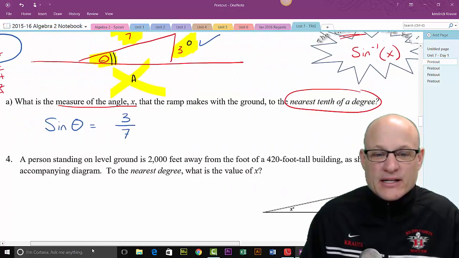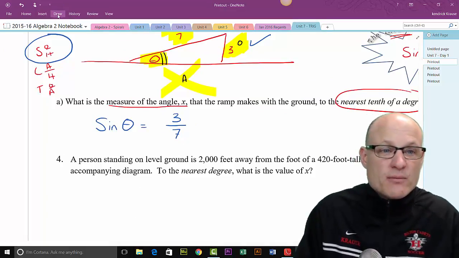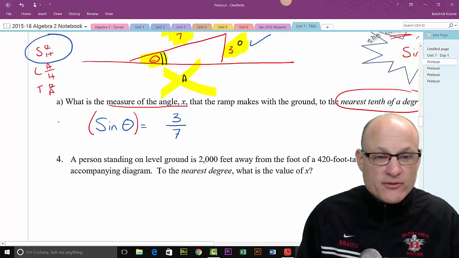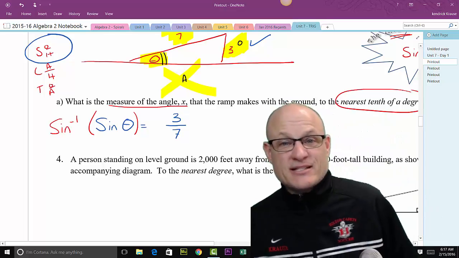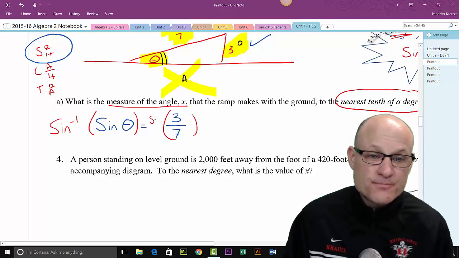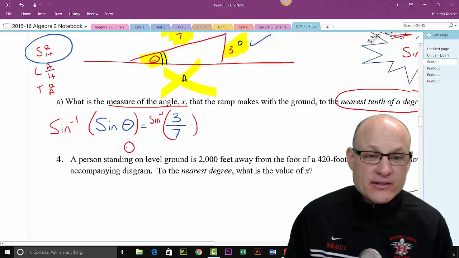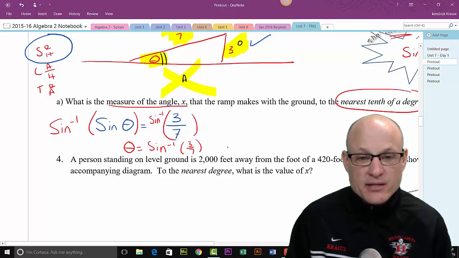So when I want to get rid of a function, I need to use its inverse. The inverse of sine is sine inverse. If I take sine inverse of the left side, then I have to take sine inverse of the right side as well. So in other words, I get theta is equal to sine -1 of 3/7. And that I can put in my calculator.